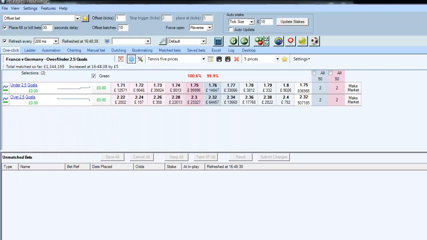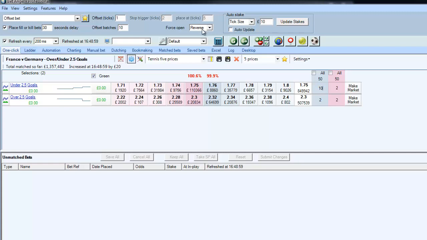So here's a really simple trade that you can do, that I enjoy doing, and is easy to understand and has a definable payoff and risk. What we're going to do here is look at the France v Germany World Cup match, and we're going to use a stake of £10.